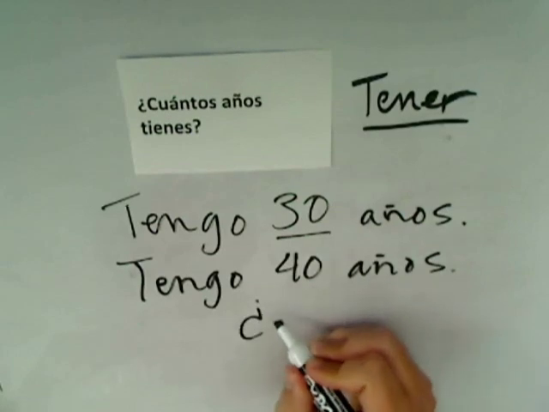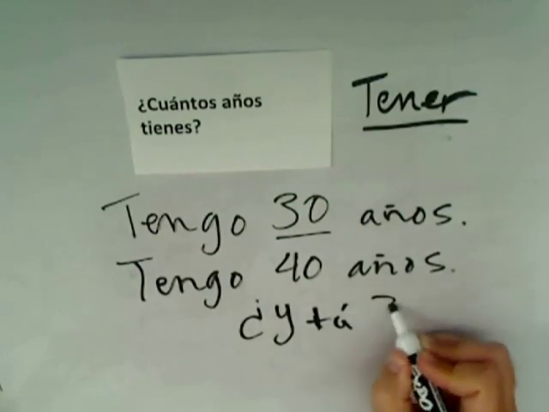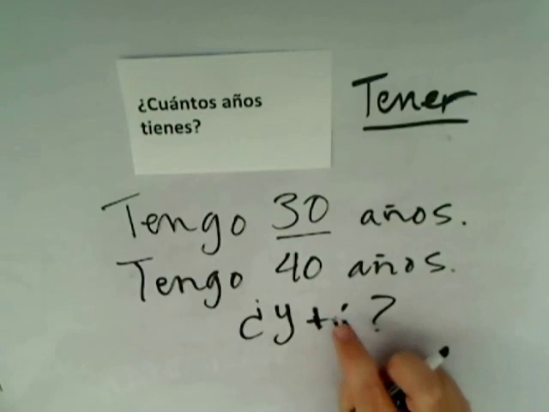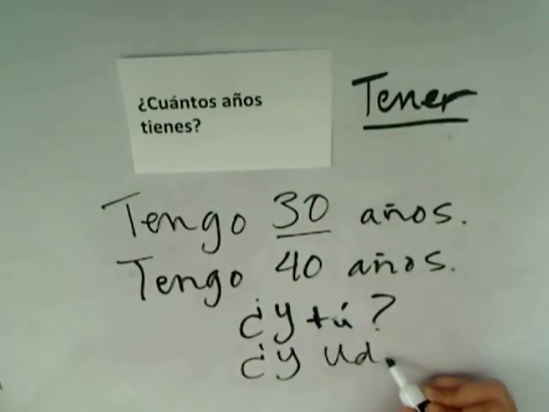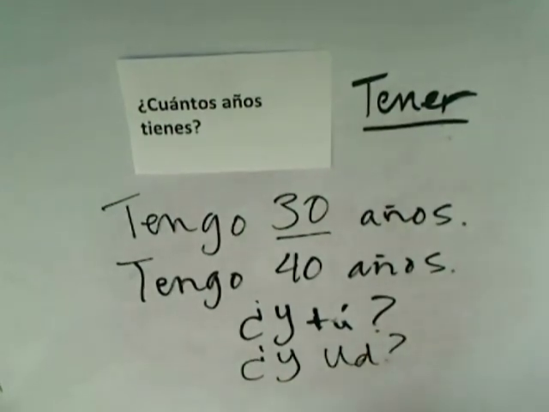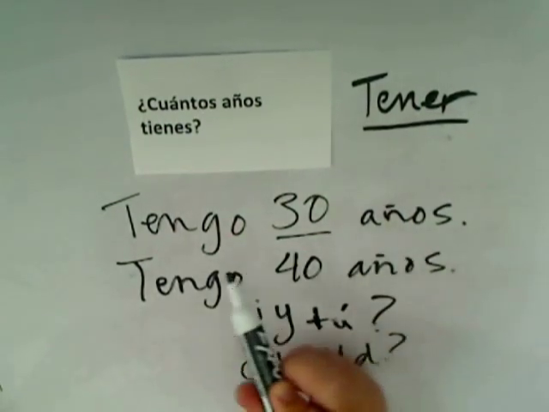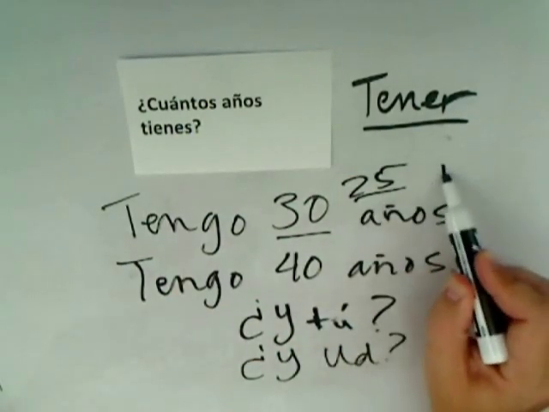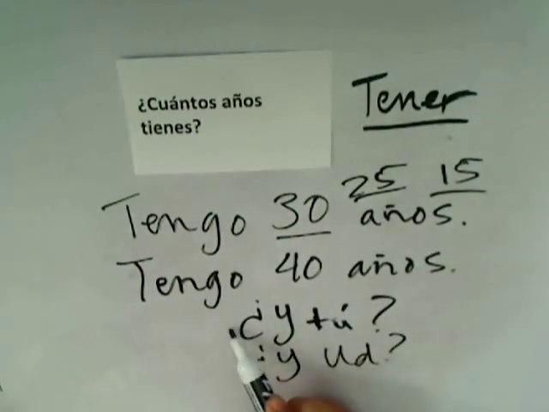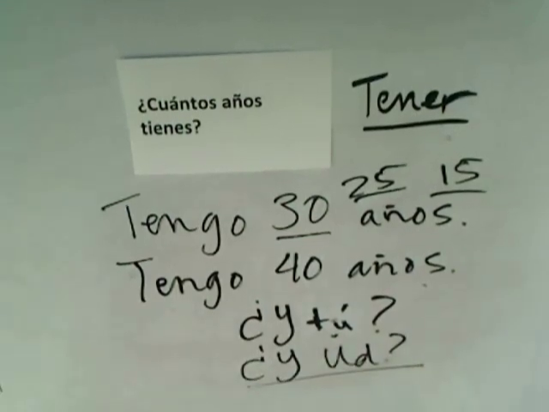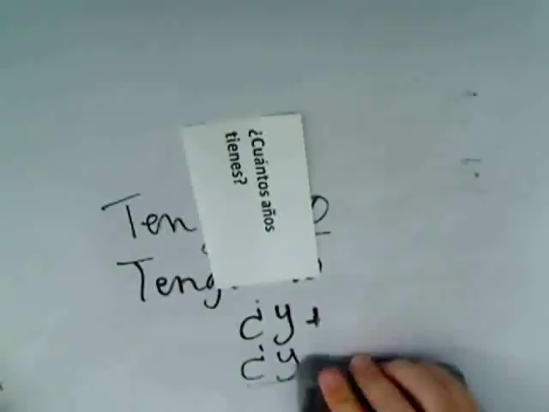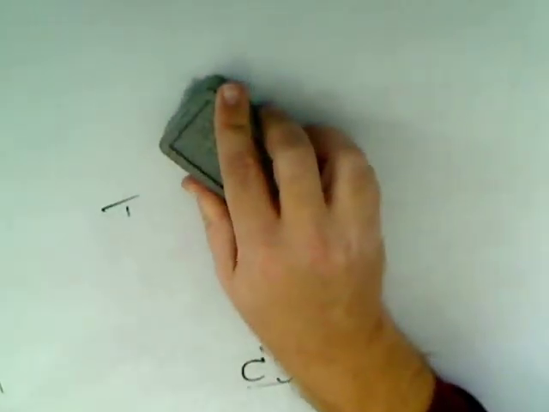And you can always add to most of these responses, ¿y tú? Right? To just turn the question back on the person asking it. ¿Y tú? If the relationship is slightly more formal, ¿y usted? ¿Cuántos años tienes? Tengo 30 años, o tengo 25 años, o tengo 15 años. ¿Y tú? Tengo 40 años. ¿Y usted? Okay, so that's how we answer, how old are you? Let's look at another question here in our series on personal information questions.